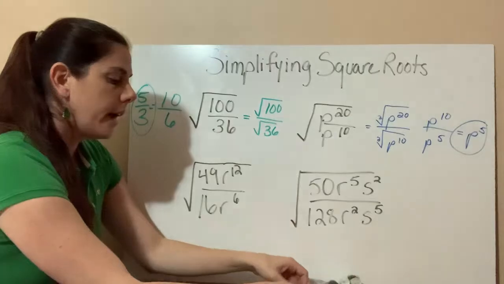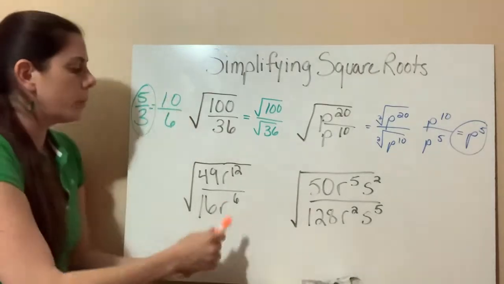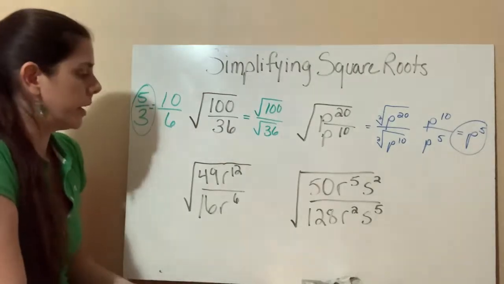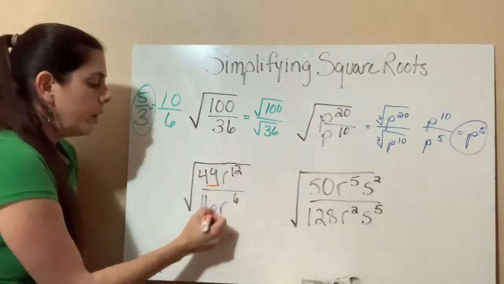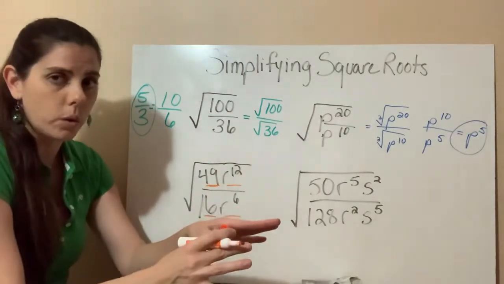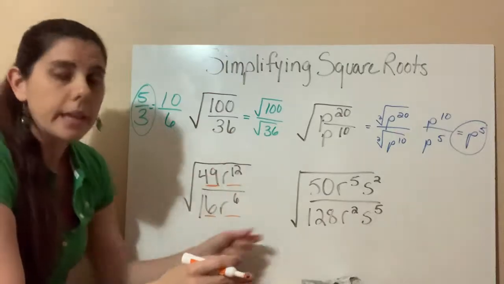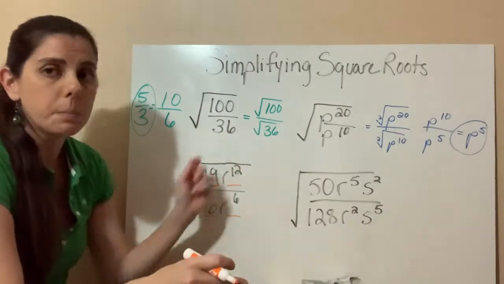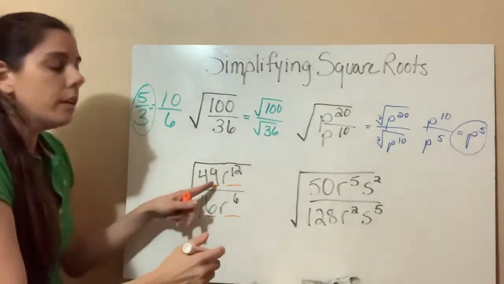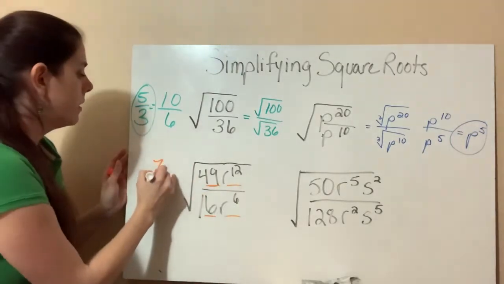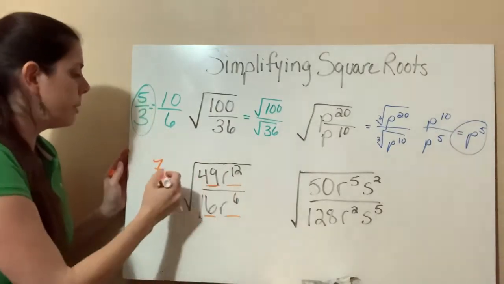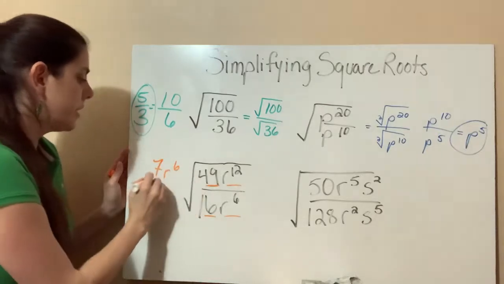So now let's combine those where we have whole numbers and variables underneath the radical sign. We've got 4 different parts that we're going to be taking the square root of. This is a nice example because these are all perfect squares. So we're still going to end up with a fraction. The square root of 49 is 7, and the square root of r to the 12th, so 12 divided by 2, is going to be r to the 6th.